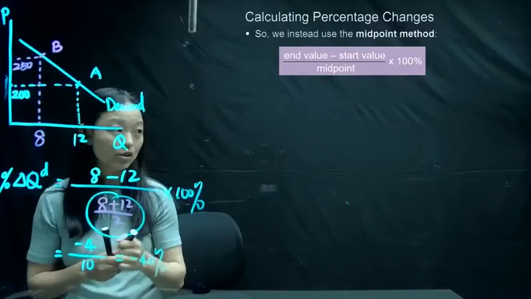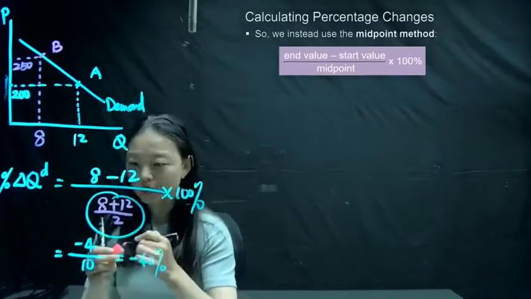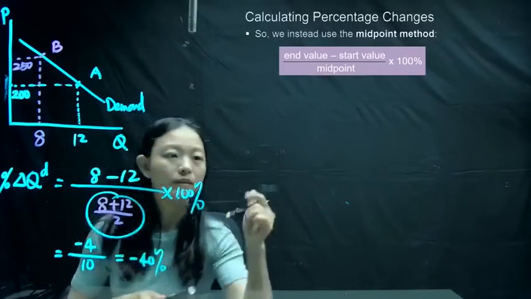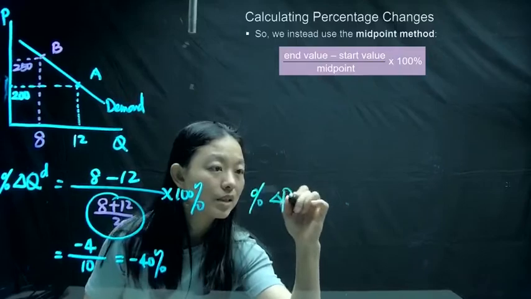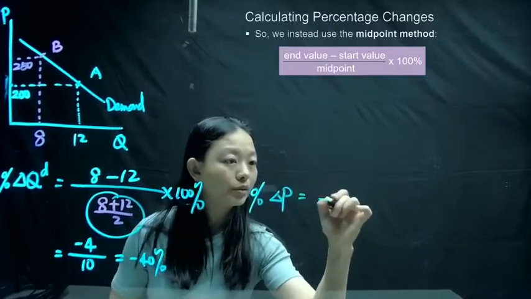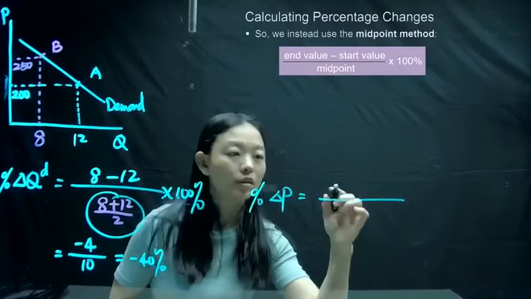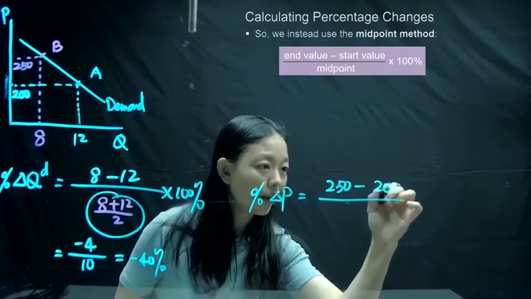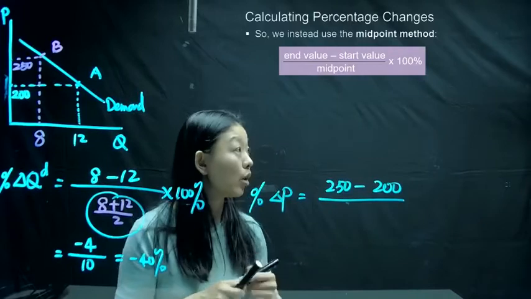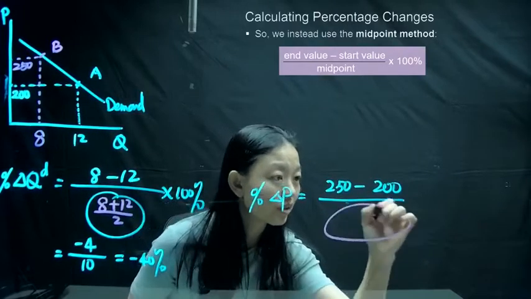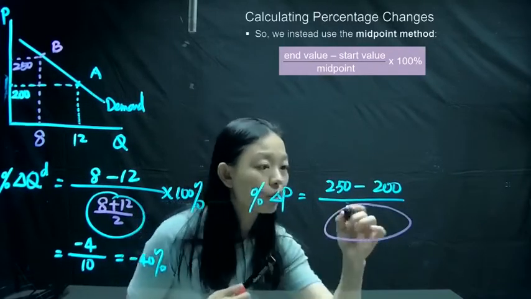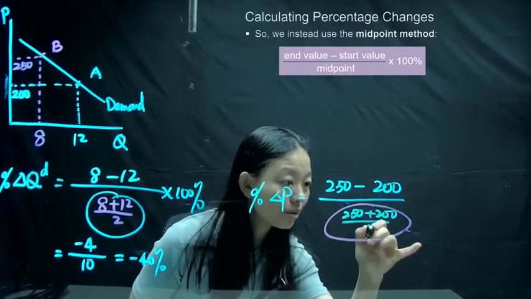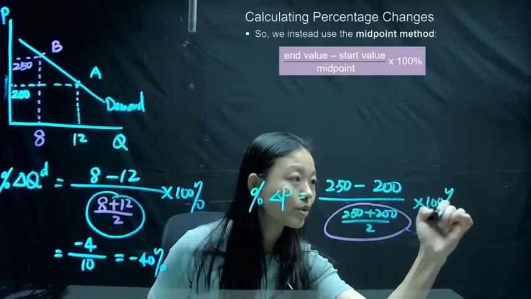Then how about the price elasticity? How about the percentage change in price? So similar, okay? We have the percentage change in price. Percentage change in price will equal 250 subtract 200. And then the denominator here will also need to use the midpoints. So the midpoint here will equal 250 plus 200 divided by 2, and then times 100%.